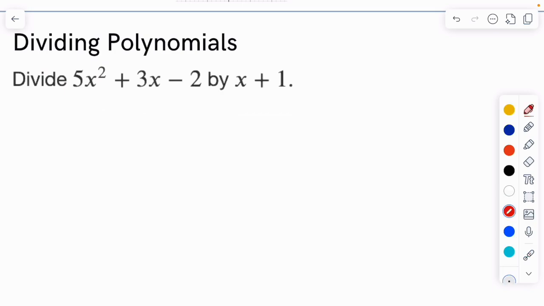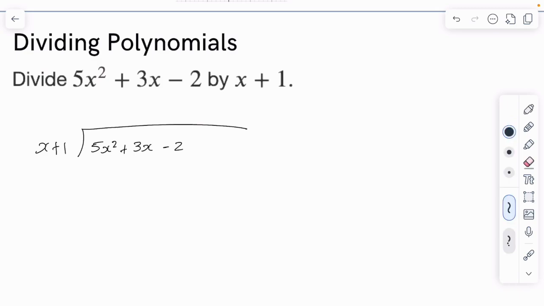So the way we go about doing this is we're going to say x plus 1 here. I'm going to say 5x squared plus 3x minus 2 over here.